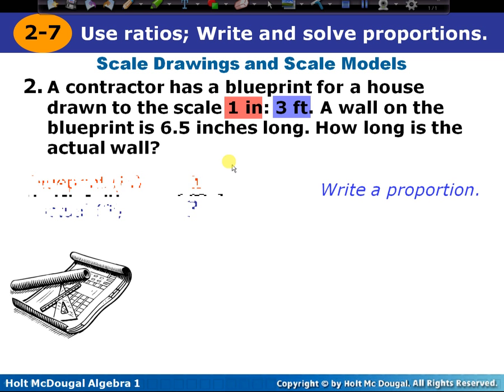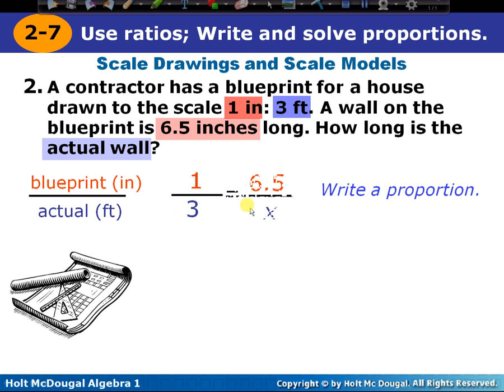We're going to write our proportion. First, again, in words, we have the blueprint 1 inch is to actual 3 feet. In the blueprint, 1 inch represents 3 actual feet. So put blueprint inches over actual feet there with the fraction bar in the middle. And then we're going to set it up. On the blueprint we have 1 inch. On the actual, in real life, we have 3 feet.